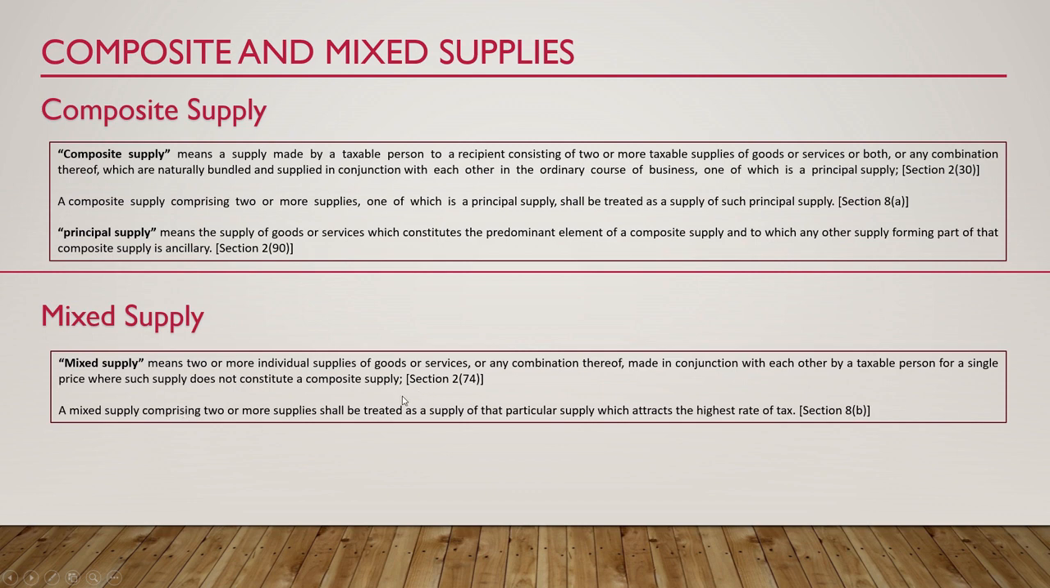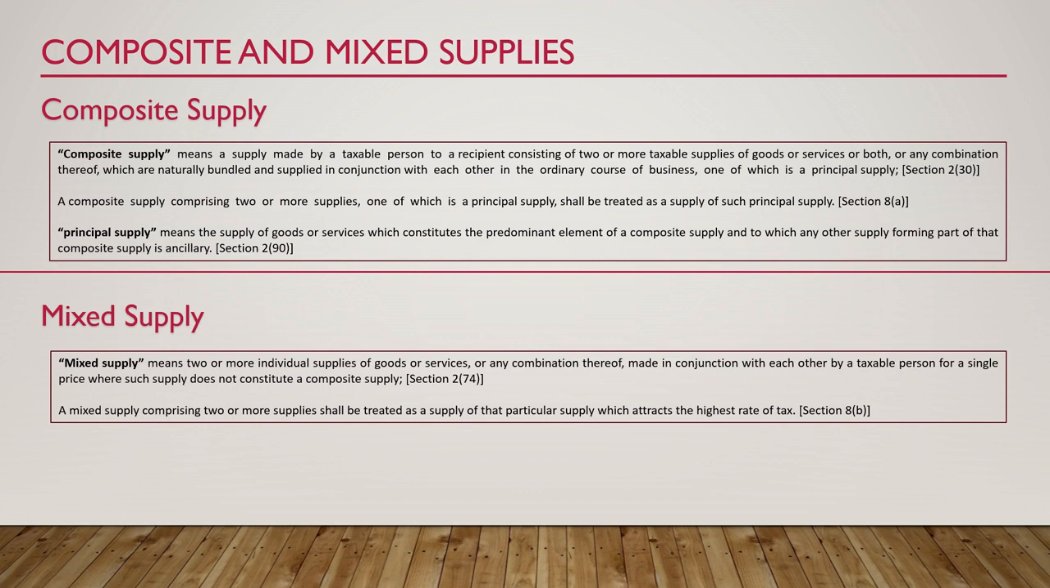So, when the supply is not a composite supply, that is, it's not naturally bundled in ordinary course of business, and it is done for a single price by a taxable person, then it becomes a mixed supply. These are the two important aspects of this definition. When that happens, how is it to be taxed? That is contained in section 8, clause b. What that says is that a mixed supply comprising two or more supplies shall be treated as the supply of that particular supply which attracts the highest rate.